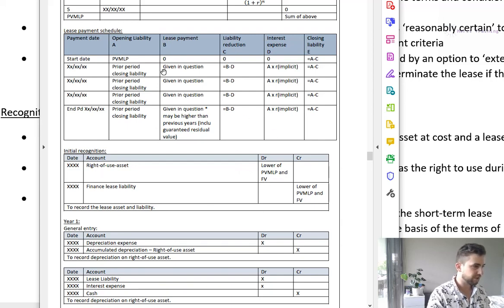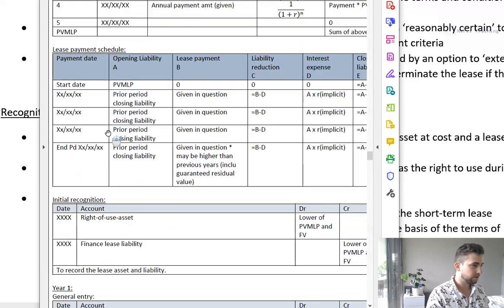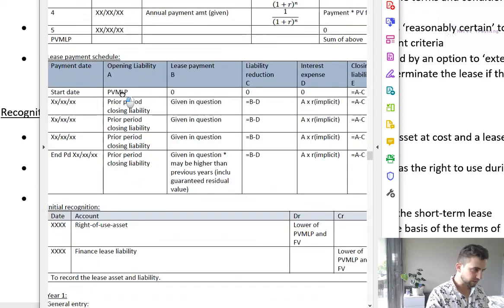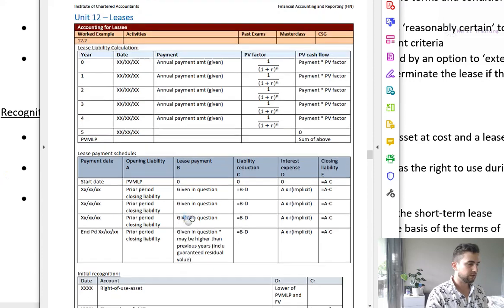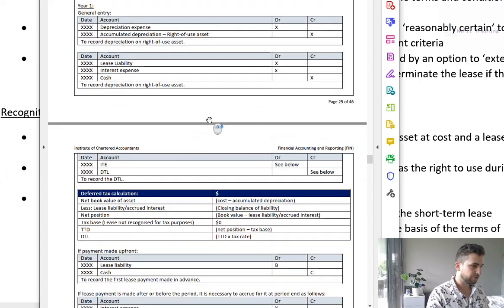And then each year after that, you can just follow this schedule over here, where basically you insert your initial opening liability, which is your present value, minus your lease payment, which is equal to B minus D. Then you calculate your liability reduction, you calculate your interest expense, which is times the implicit interest rate. That gets you to your closing liability, and then this is your prior closing liability, and just keep doing that year after year until this gets to 0. So that's your lease payment schedule. This helps you calculate the present value of minimum lease payments, and then there are all the journals down below.